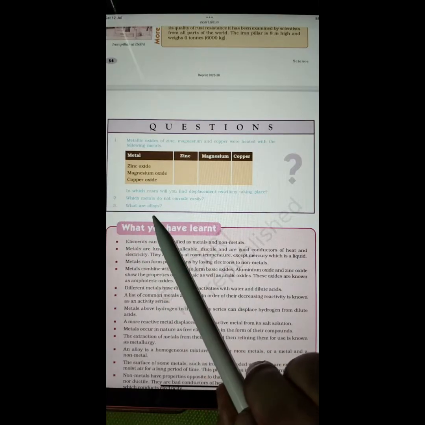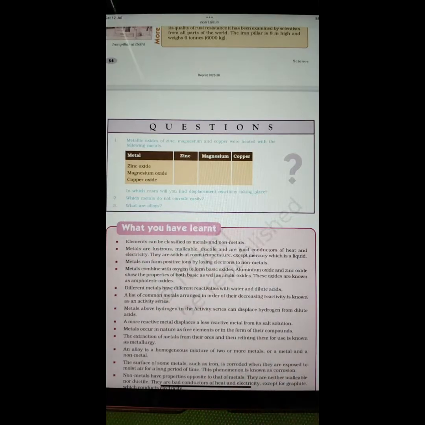Question number two: which metals do not corrode easily and what are alloys? Once you are done with the chapter, you should definitely go ahead with the summary, because in case you have left any point by mistake while reading the chapter, you might grab it while going through the summary. So here is a summary for you.